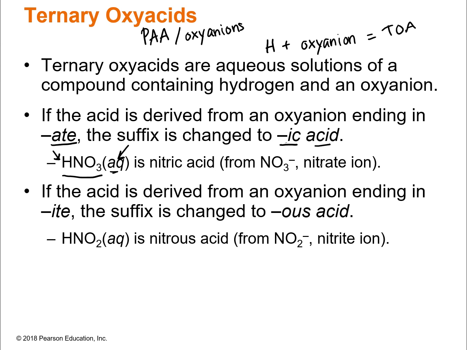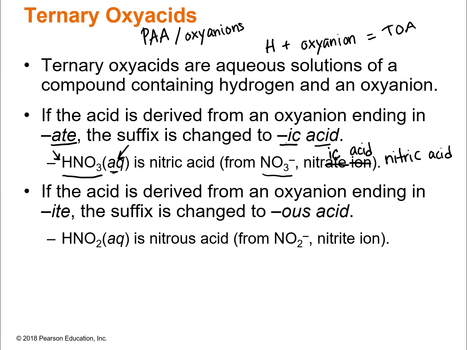Then you go to your chart and you figure out, well, what is NO3? It's from NO3 minus, which is the nitrate ion. You're going to get rid of the ATE and write IC. And instead of ion, you write acid, for nitric acid.